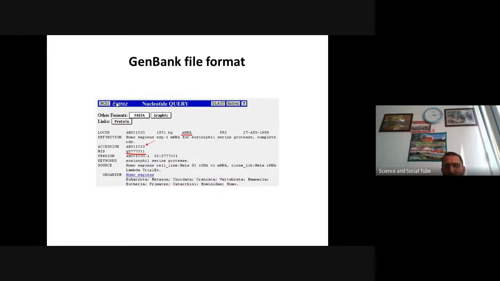This is the format in which you get data from the NCBI. Here some gene is there, the definition is human. The size of this gene is 1701 base pair. The date is also there, when that data was deposited, 27 August 1999. Everything will be there. There is the taxonomy, and the name of the people who developed it. It is some eosinophil serine protease gene which is available.